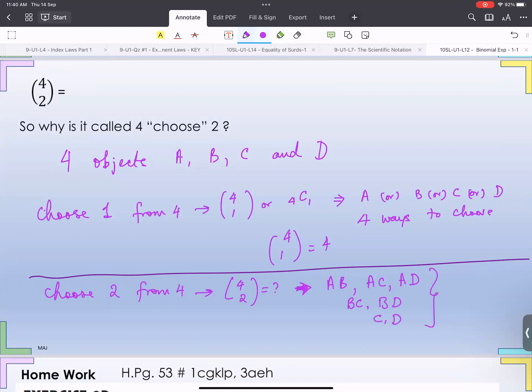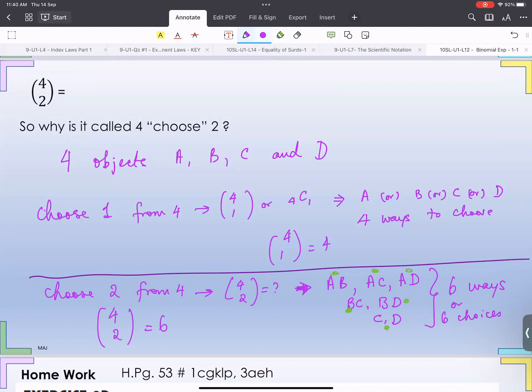How many ways is that? Let's count that up. 1, 2, 3, 4, 5, 6. I have 6 different ways, 6 ways or 6 choices to pick 2 out of 4. Therefore, 4 choose 2 is 6.